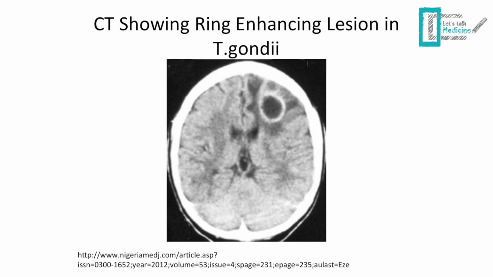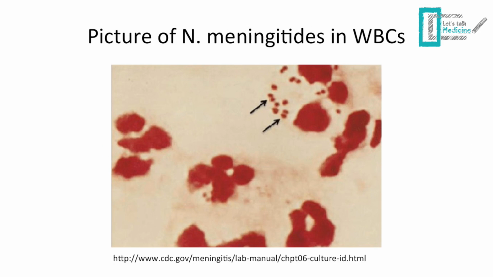This is a CT showing the ring-enhancing lesion in Toxoplasma gondii. So this is a high-yield information showing here the Toxoplasma gondii, as they might present with the same symptoms of meningitis, or fever, headache, and decreased level of consciousness and neck stiffness. So you have to identify it on CT. Another picture showing you the gram staining of a CSF or blood, it doesn't matter.